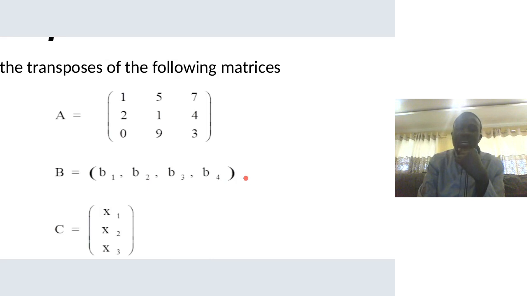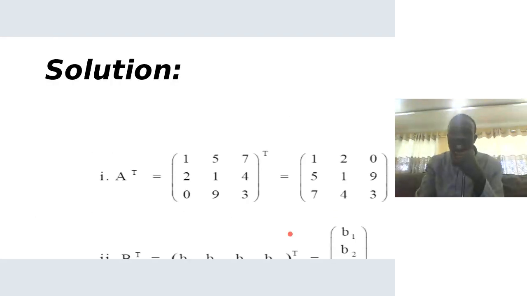Now, in our next case, for matrix B, we have B1, B2, B3, and B4. This is a 1 by 4 matrix, because it has got 1 row but 4 columns. So for its transpose, the row now becomes the column: B1, B2, B3, B4 as a column. Its transpose will lead to a column matrix.